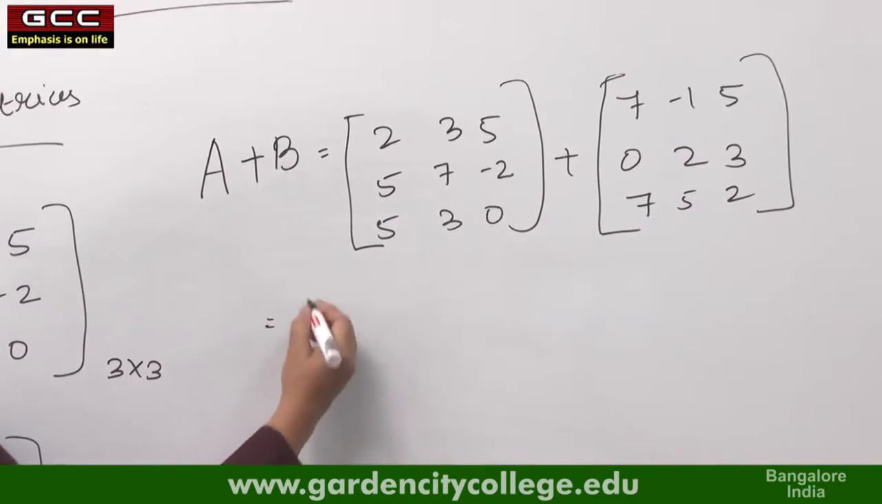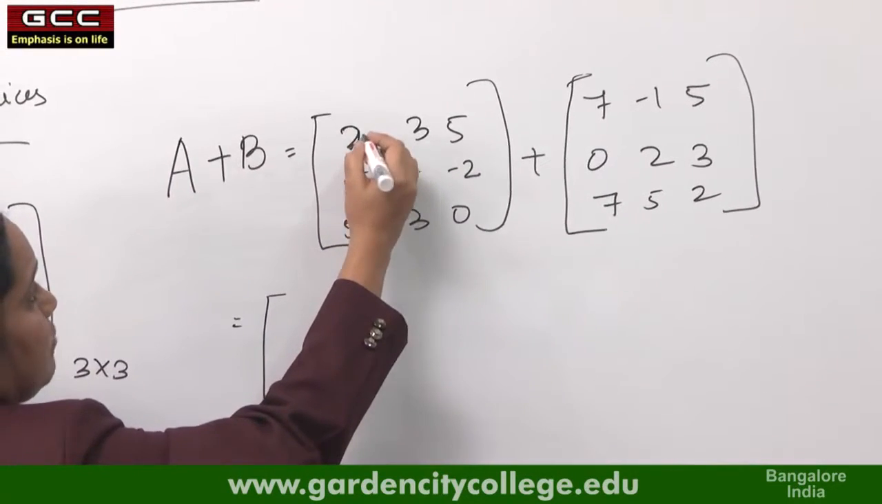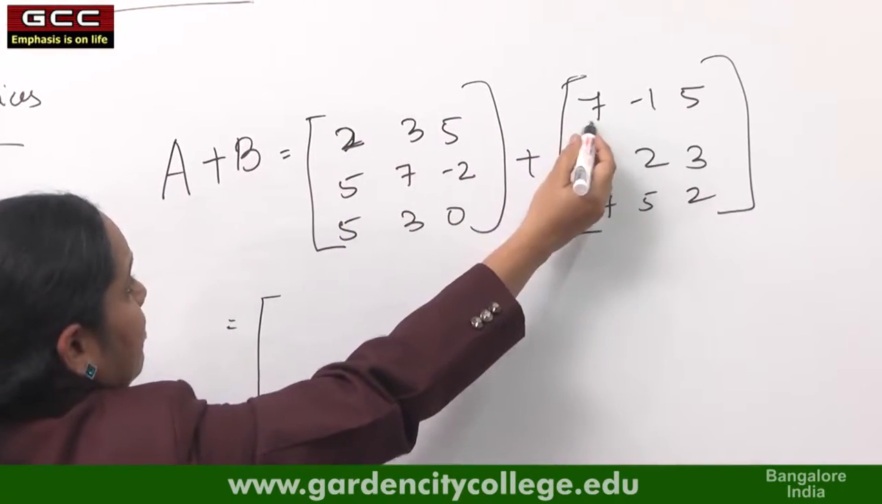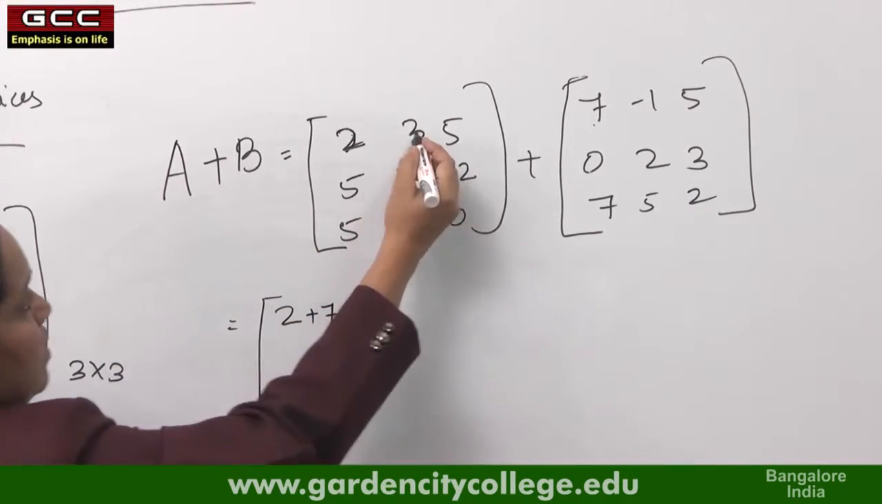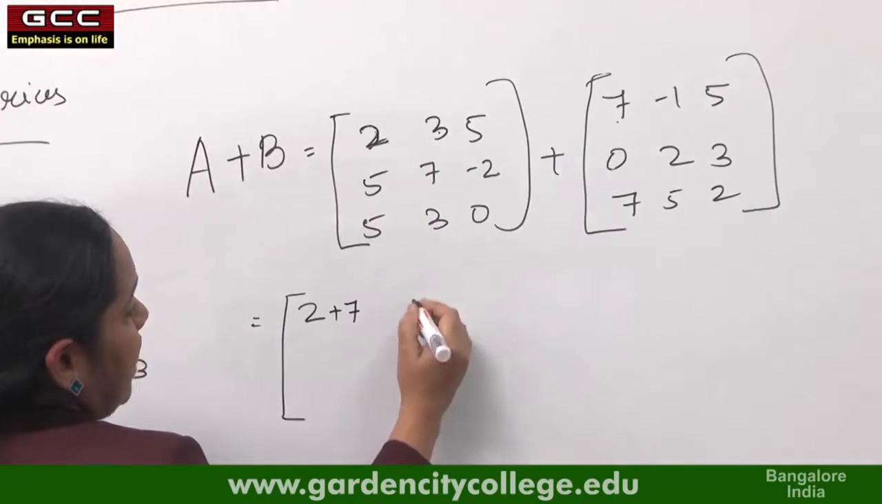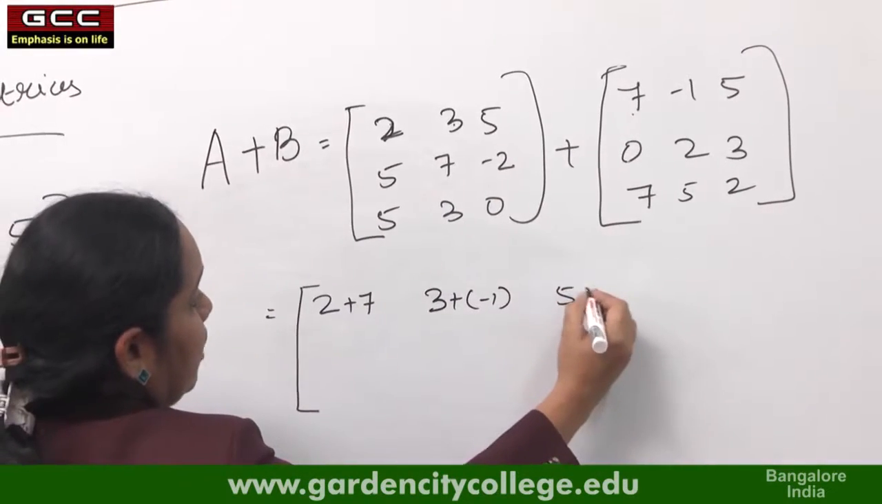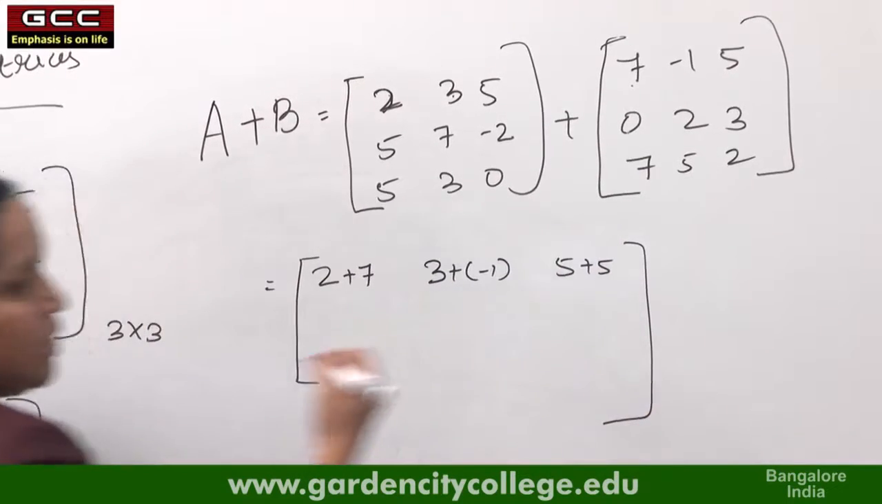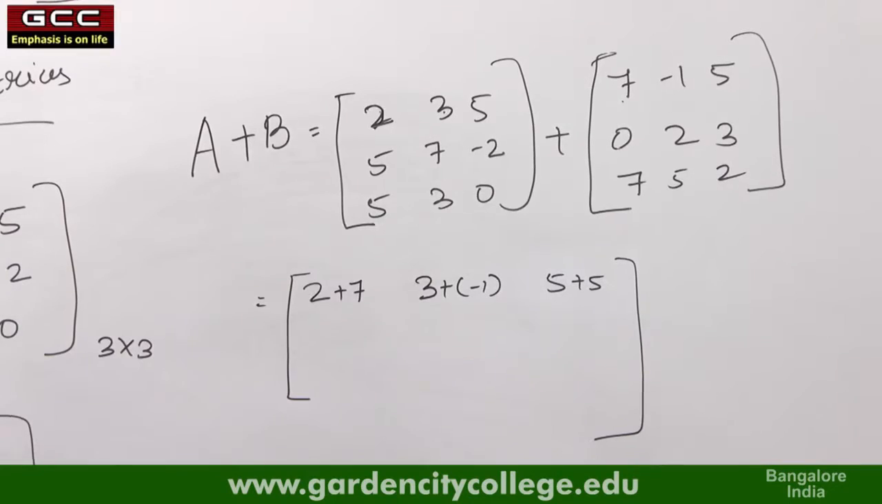For adding matrices, it is a very simple process. Add the corresponding elements, that is, the first element should be added with the first element. For example, 2 plus 7. The second element should be added with the second element, 3 plus minus 1. The third element with the third element. So addition and subtraction have the same process of adding or subtracting the corresponding elements.